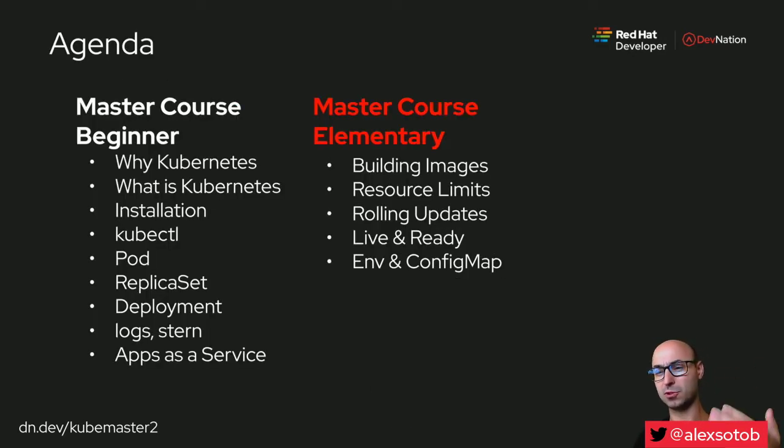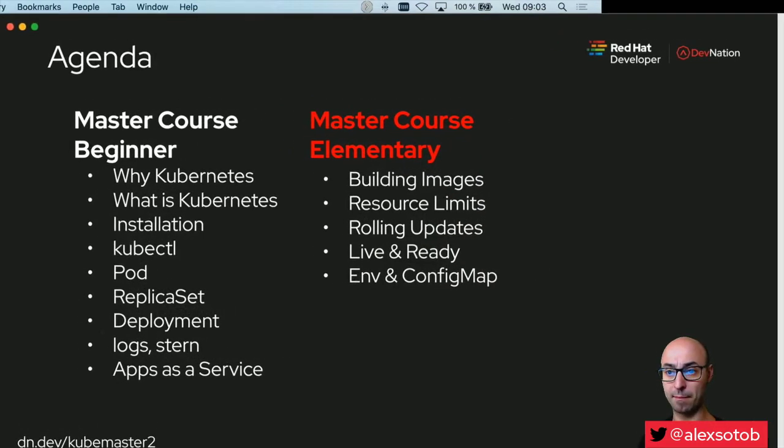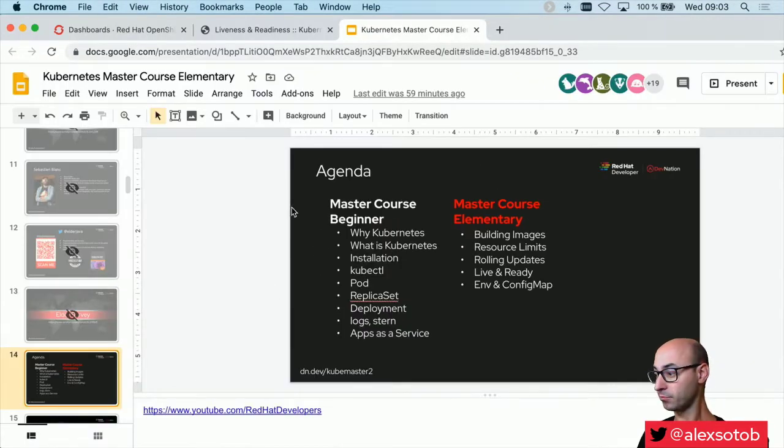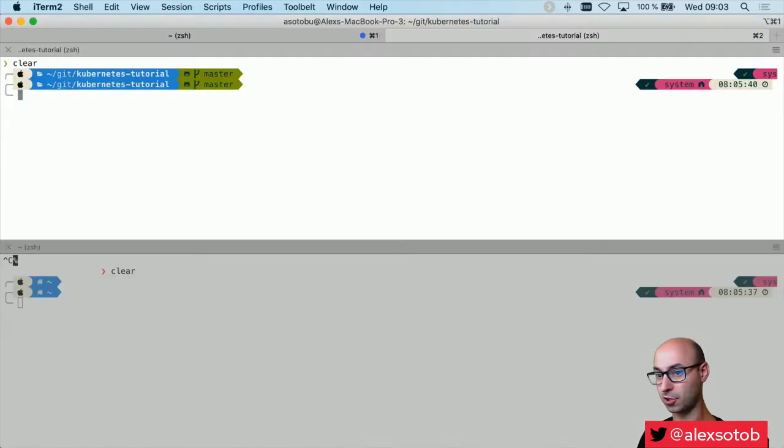So today we're going to see how to build images, resource limits, rolling updates, liveness and readiness probes, and environment and config maps. Then, before we start with all these topics, let's see what happens if we do a rolling update without doing anything else, just a plain rolling update.